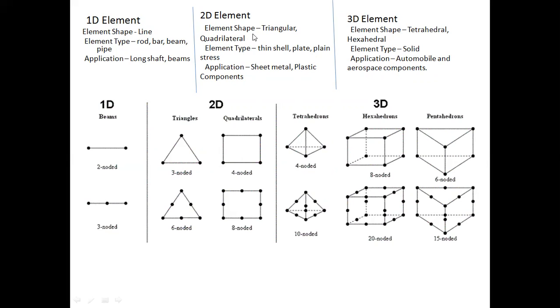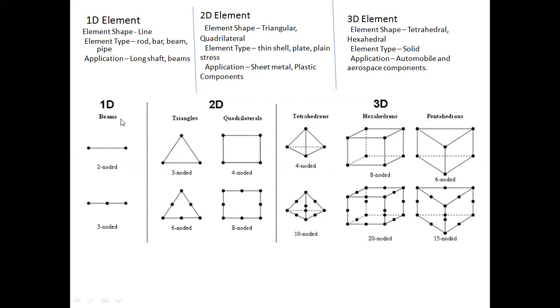For 2D element, the element shape is triangular or quadrilateral. Element types are thin shell, plate, plane stress. Application: sheet metal or plastic components. Okay, in 3D element, the shapes are tetrahedral and hexahedral. Element type is solid geometry. Application: automobile and aerospace components, means 3D element is applicable at various locations.